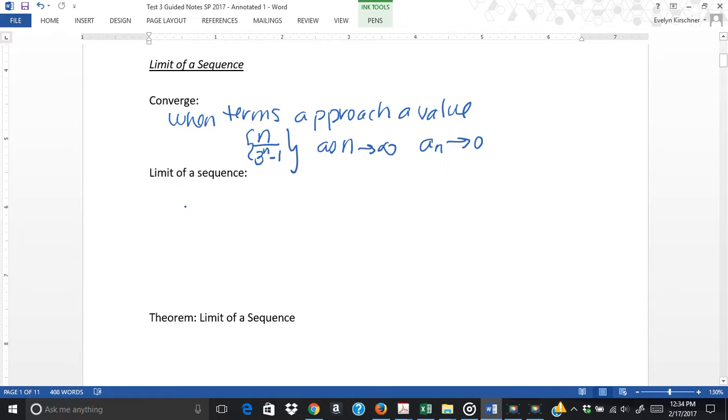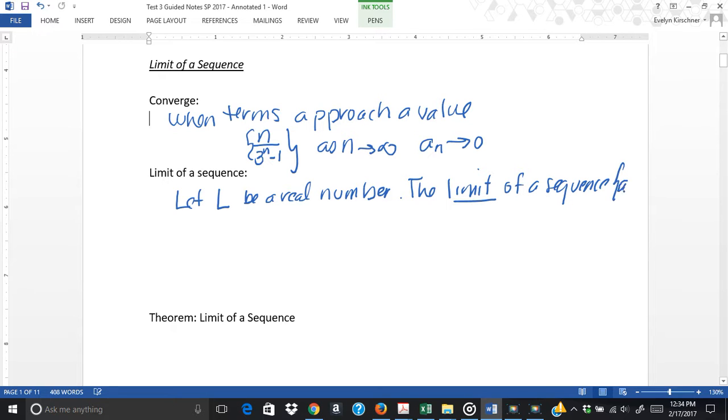The definition of a limit of a sequence: we let L be a real number. Then we say the limit of the sequence, the sequence we're talking about, we always write it like this, is L. And we write the limit as the limit as n approaches infinity of a sub n equals L. So L is our limit.